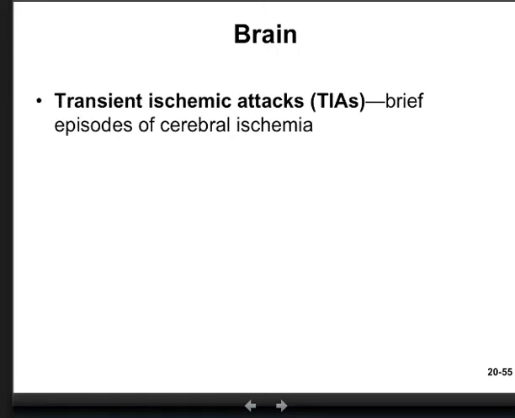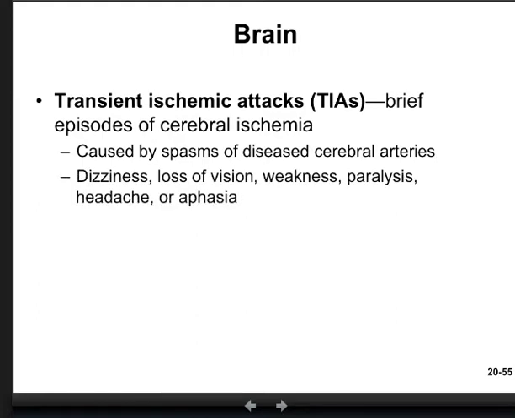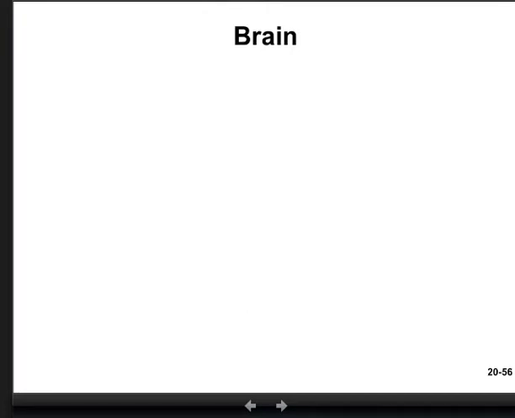Transient ischemic attacks are brief episodes of cerebral ischemia, and they're caused by spasms of diseased cerebral arteries. The dizziness, loss of vision, weakness, paralysis, headache, or aphasia can be symptoms that go hand in hand with these spells. Aphasia is a difficulty speaking. Weakness, paralysis, and headache are understood. This is usually a short-term situation. It's often called a mini-stroke. And it's often an early warning sign of an impending full-blown stroke.